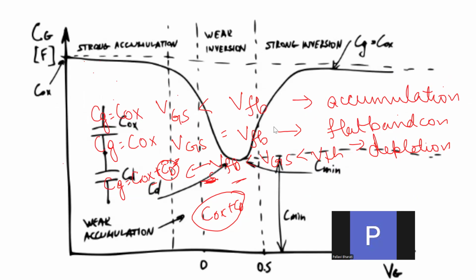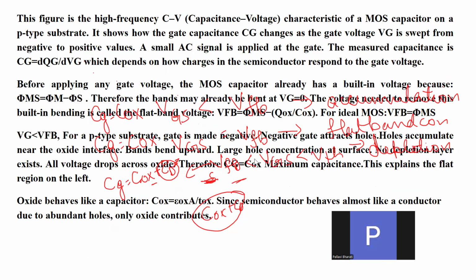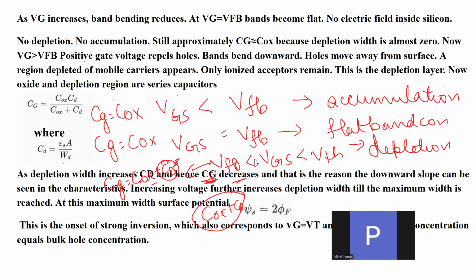Okay, this is the downward slope. What is happening at this point? Gate capacitance is equal to oxide capacitance plus depletion layer capacitance in series, and so the full capacitance is decreasing. Now after this reaches the VGS, this was the condition when the gate source voltage, meaning the gate potential, was between the flat band and threshold.